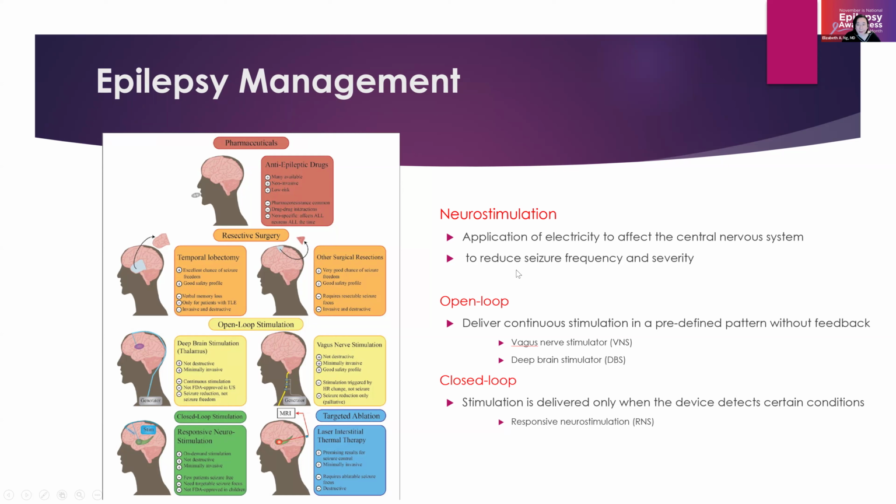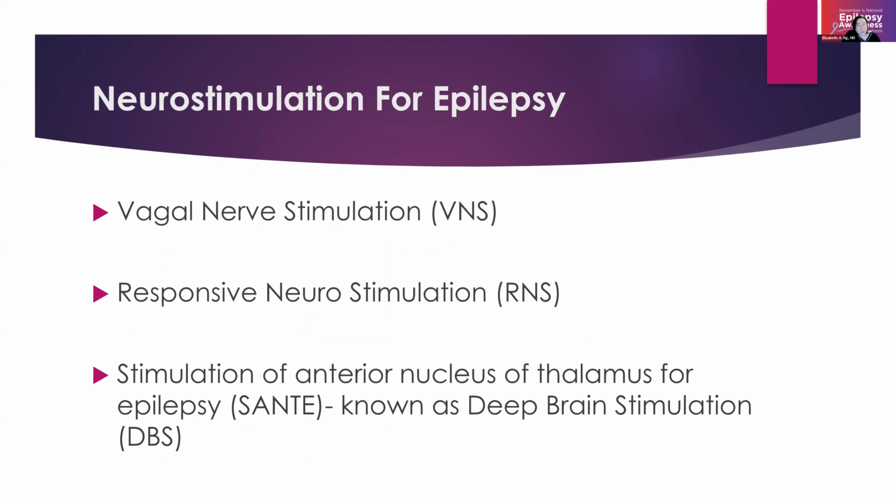So neurostimulation is the application of electricity to the central nervous system to reduce seizure frequency and severity. It's either open loop or closed loop. Open loop is when you deliver a continuous stimulation in a predefined pattern without feedback, namely the vagus nerve stimulator and the deep brain stimulator. The closed loop is when the stimulation is delivered only when the device detects a certain condition, and that's the responsive neurostimulation. So these are the available neurostimulation options for epilepsy, namely VNS, RNS, and SANTE, which is also known as deep brain stimulation.